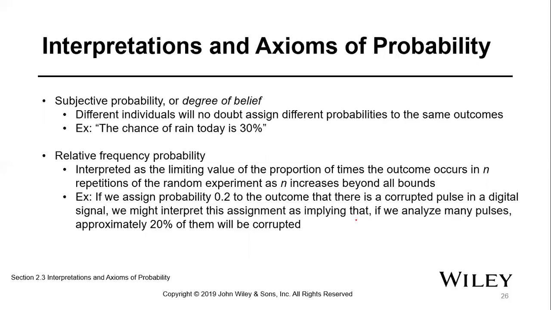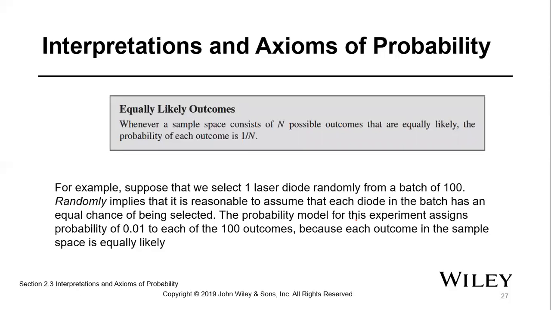A relative frequency is looking at how many times an event will occur given a specific number of repetitions. If I flip a coin, how many times do I expect it to be heads? So if you assign a 20%, or 0.2, to an outcome that a corrupted pulse in a digital signal occurs, then that means about 20% of all your signals will be corrupted. So we are assuming essentially fair outcomes. Whenever we have n possible outcomes that are equally likely to occur, the probability of each outcome is 1 over n. So if you choose one laser diode randomly from a batch of 100, that means I have a 1% chance, or 1 out of 100, of choosing any diode, because each of them is equally likely. If I roll a 6-sided dice, I have a 1 in 6 chance of rolling a 6, regardless of what happens. I have a fair chance.